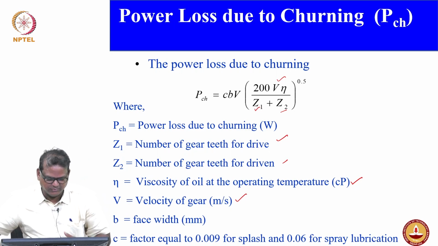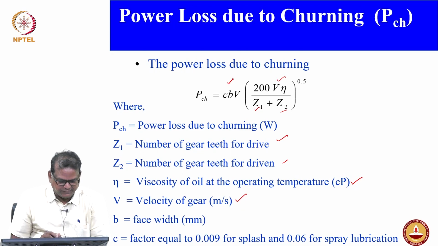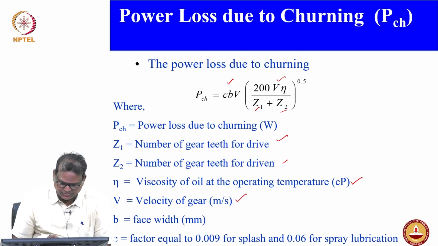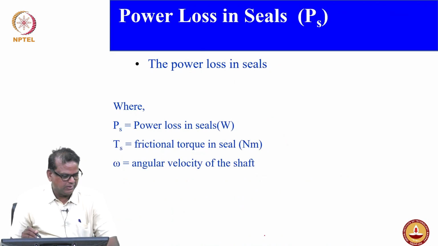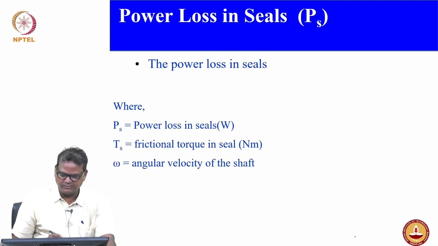You can see here B is the face width, and C is a factor that depends on what type of operation you are going to use, whether you are using the splash aspect. 0.009 is taken experimentally, then 0.006 for the spray lubrication aspect.